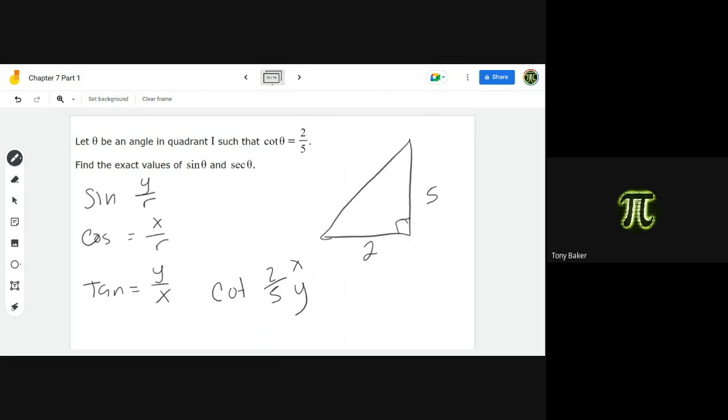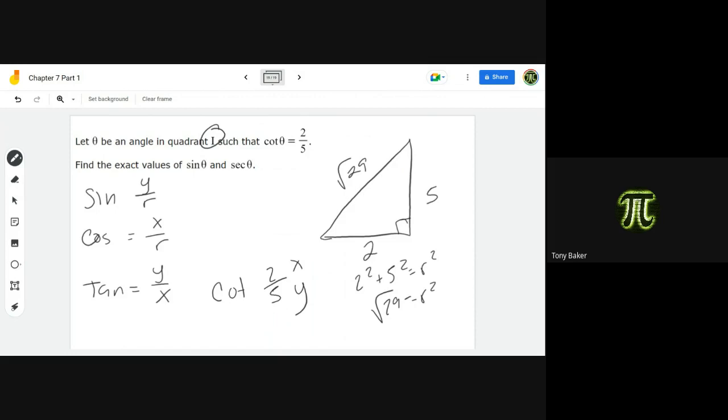How do you find r? Pythagorean theorem. So 2 squared plus 5 squared equals r squared. So I got 29 equals r squared. So it's the square root of 29. Okay. First quadrant, x and y are positive. Second quadrant, x is negative, y is positive. So in this case, since it's in the first quadrant, x and y are positive, so everything's positive.